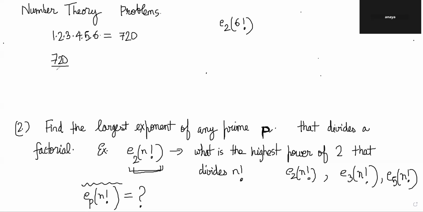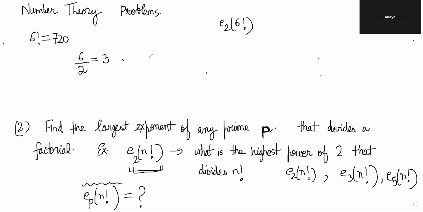You do 720 by 2, what are you getting? 360. Right. And then you just keep on going down. No, actually, that doesn't make sense. We should not do 720 by 2. We should do 6 factorial by 2. So 6 factorial is equal to 720. We should do 6 by 2. You get a 3 from here.